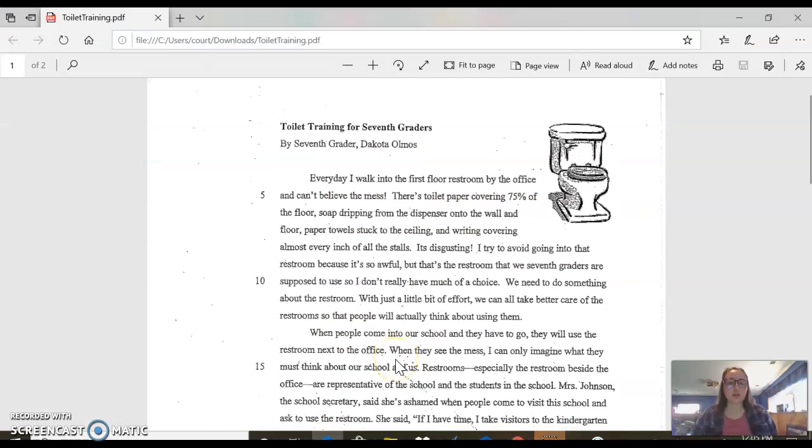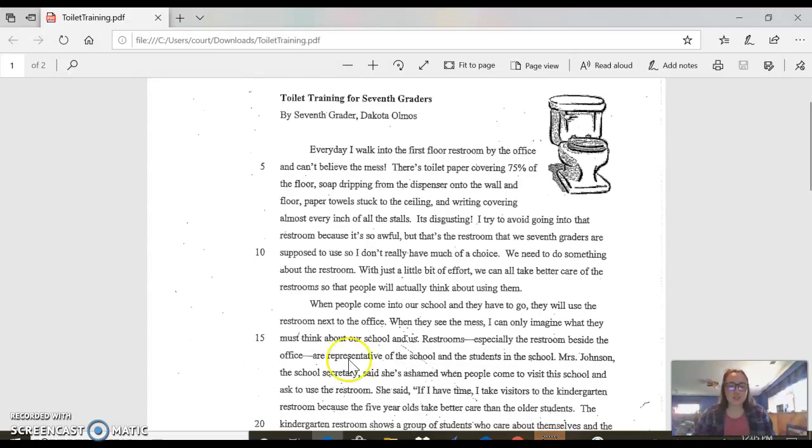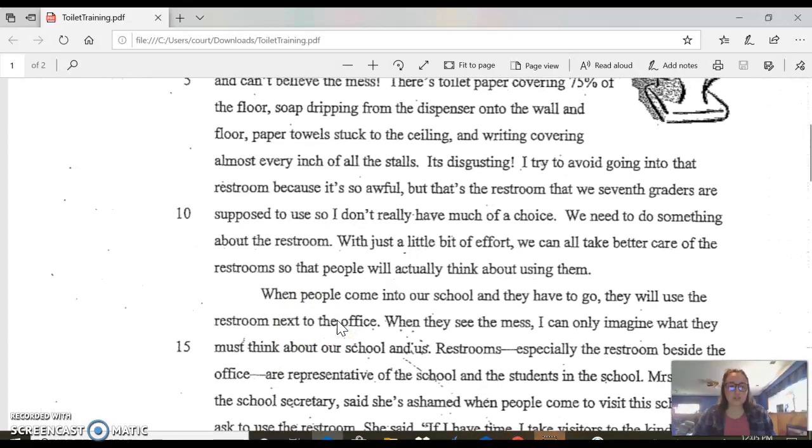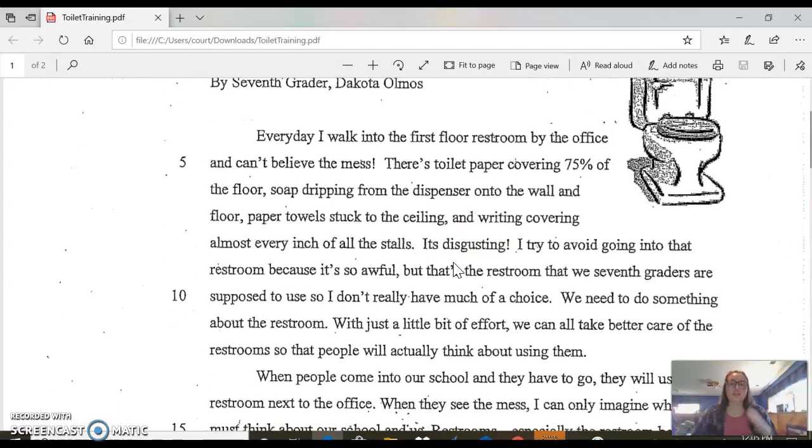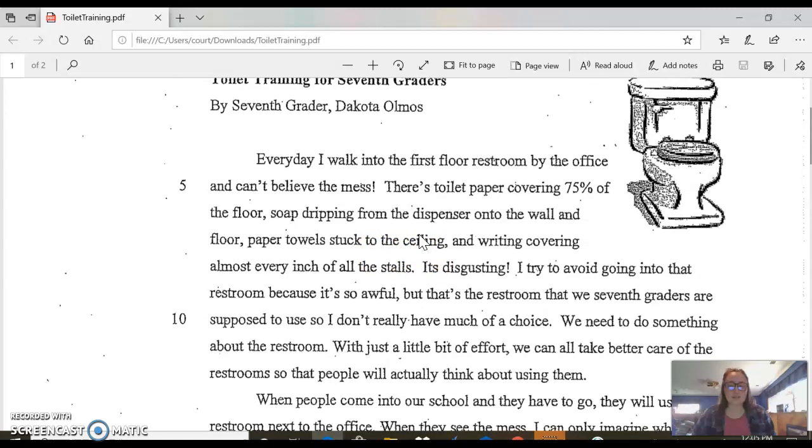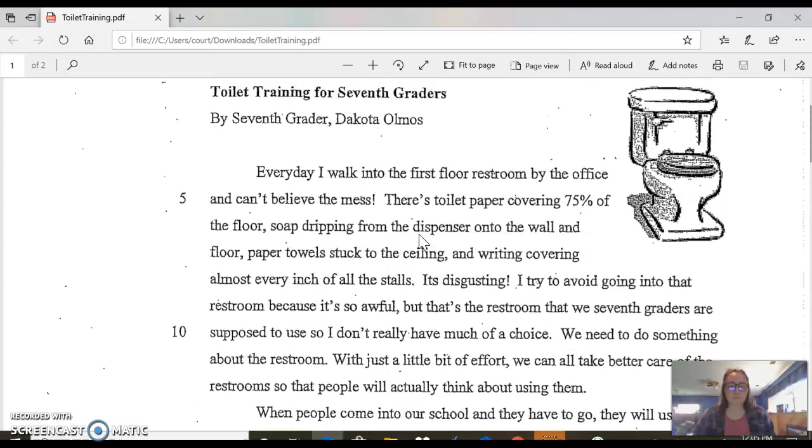All right, so Toilet Training for 7th Graders looks like this, written by our very own 7th grader, Dakota Olmos. So today we're just going to focus on the very first paragraph, and then as the days go on, we'll work into paragraphs 2 and 3 tomorrow. We'll do paragraphs 4 and 5 the following day, and then we'll work on introductions and conclusions.